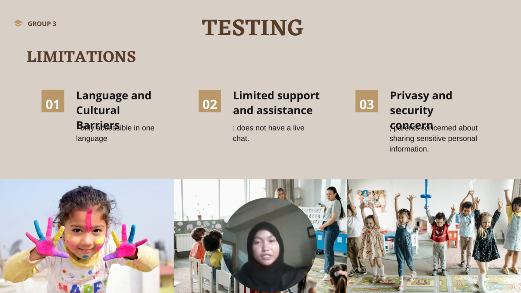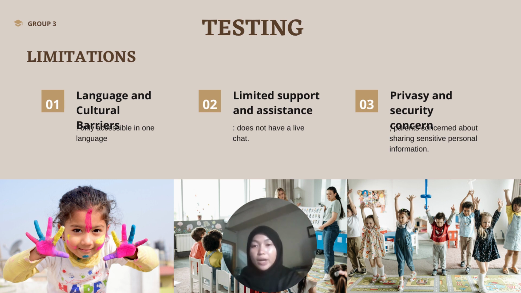Limitations. There are a few limitations that we identified. First, language and cultural barriers. Since the website is only accessible in one language, it may be difficult for parents or guardians who are not fluent in that language. Second, limited support and assistance. Parents who run into problems or have questions during the application process may require immediate assistance or support. Given that the website doesn't have a live chat, it may result in a lack of adequate customer support channels or failure to provide timely responses, which can cause frustration and impede the enrollment experience.